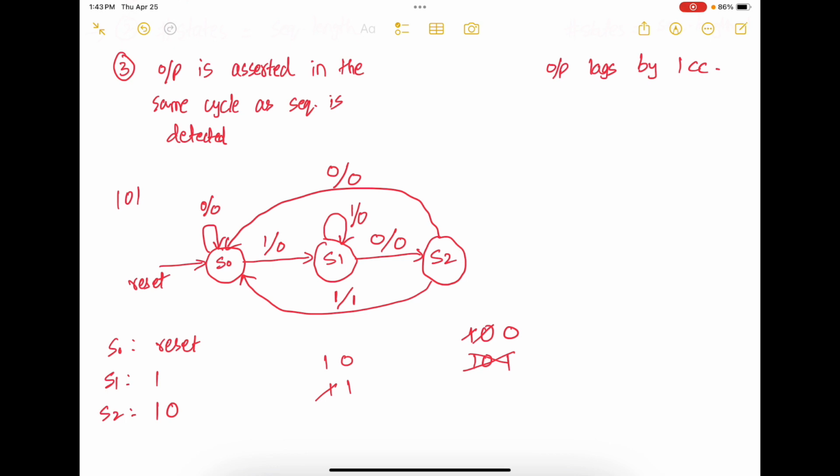Mealy FSMs are typically one clock cycle faster compared to your Moore FSMs, although their design in hardware is a little bit more complicated.